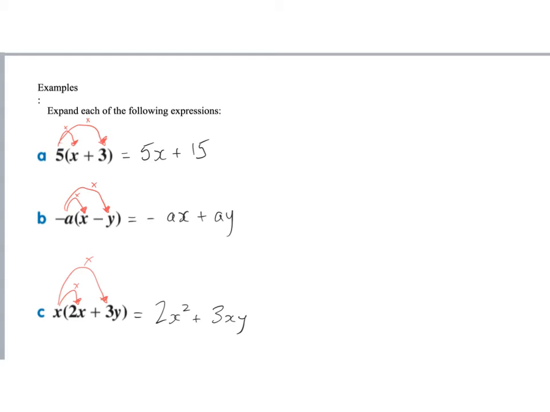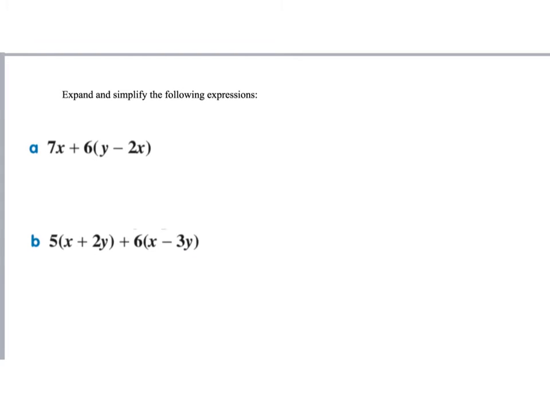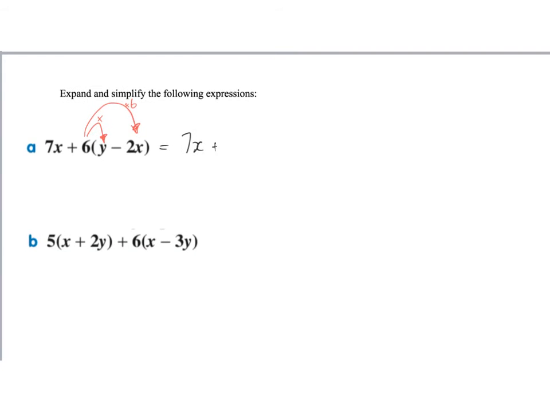So we'll go on to a couple more problems where it's a little bit more complicated than those first ones. Now, when we expand the brackets, we can only multiply it by whatever is directly in front of the brackets. So with this first one, the 6 is directly in front of the brackets, so I'm going to multiply both terms inside the bracket by 6. So that means I'm going to write that 7x down to begin with. Then I've got 6 times y, which will give me 6y. And then I've got 6 times negative 2x, which will give me negative 12x.